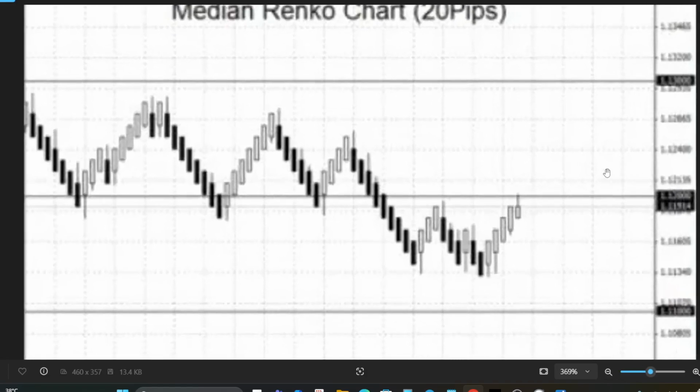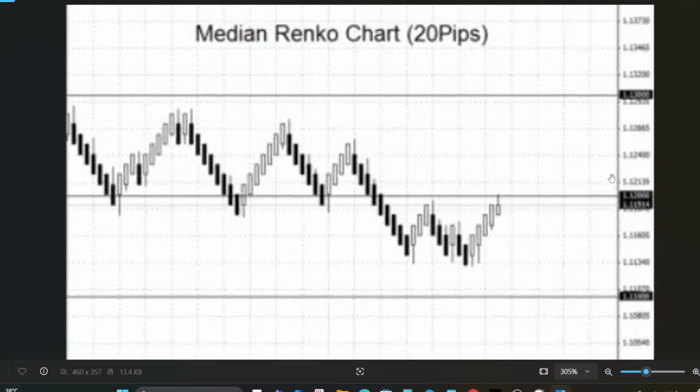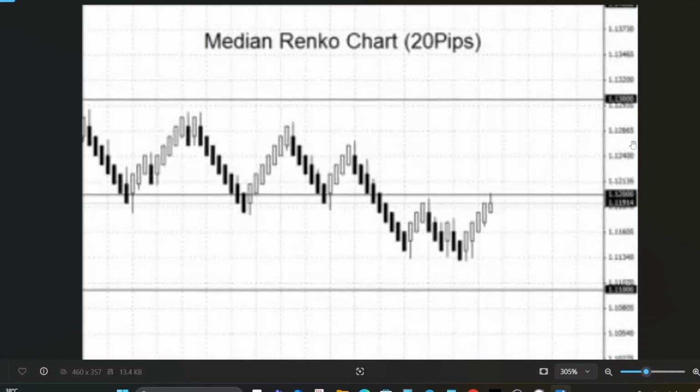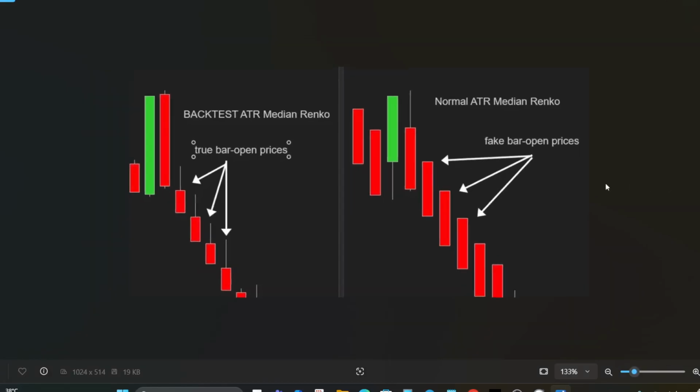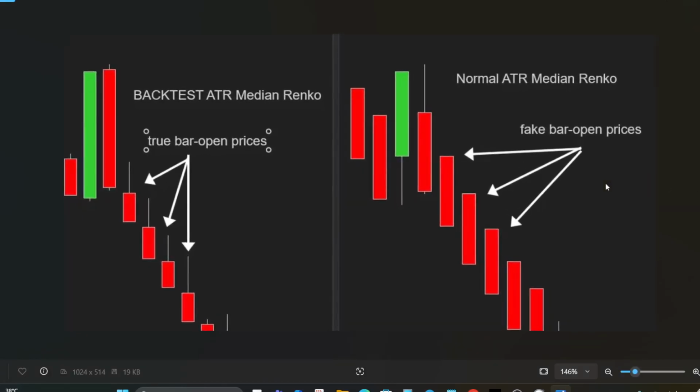Now, traditional Renko bars are created based on price movement alone, ignoring time. These bars form when price moves a certain amount from the previous bar, which helps to filter out minor price fluctuations and gives you a cleaner view of market trends.